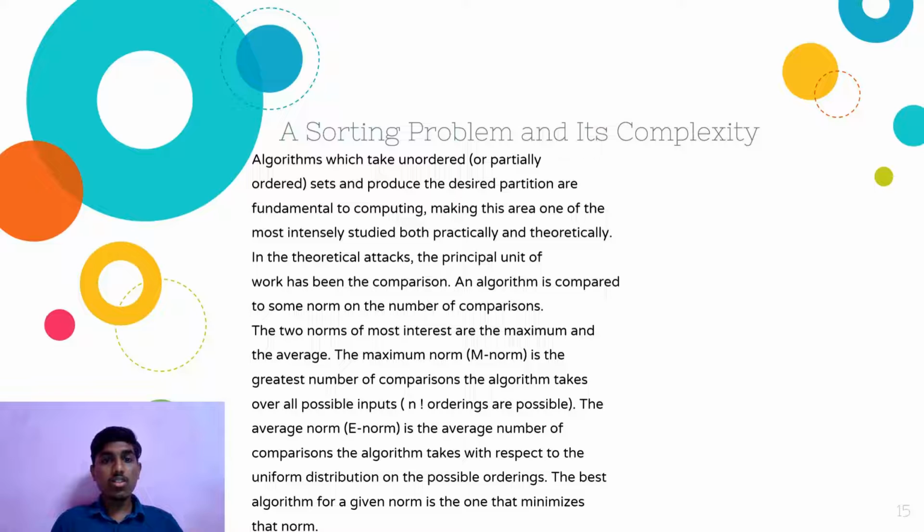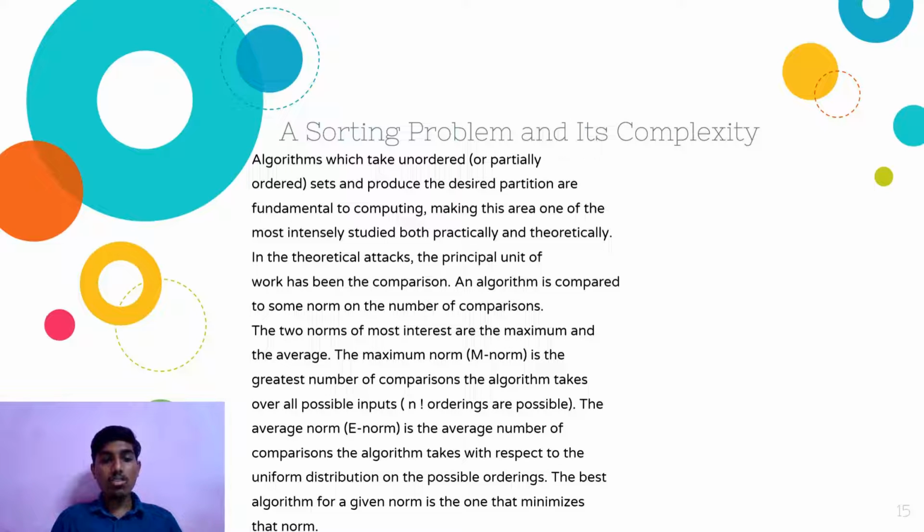Algorithms which take unordered sets and produce the desired partition are fundamental to computing, making this area one of the most intensely studied both practically and theoretically. In the theoretical attacks, the principal unit of work has been the comparison. An algorithm is compared to some norm on the number of comparisons. The two norms of most interest are the maximum and the average. The maximum norm is the greatest number of comparisons the algorithm takes over all the possible inputs.